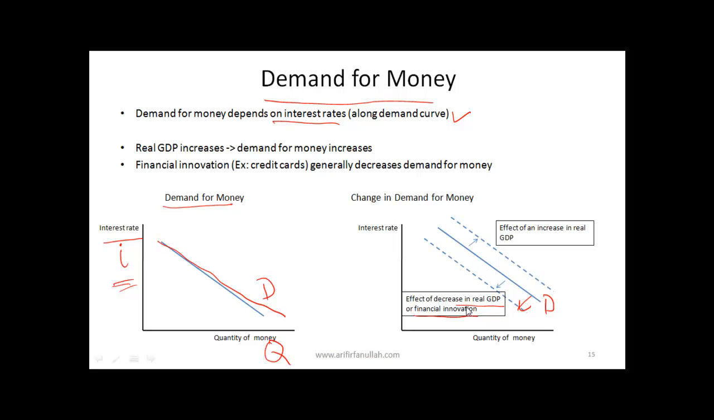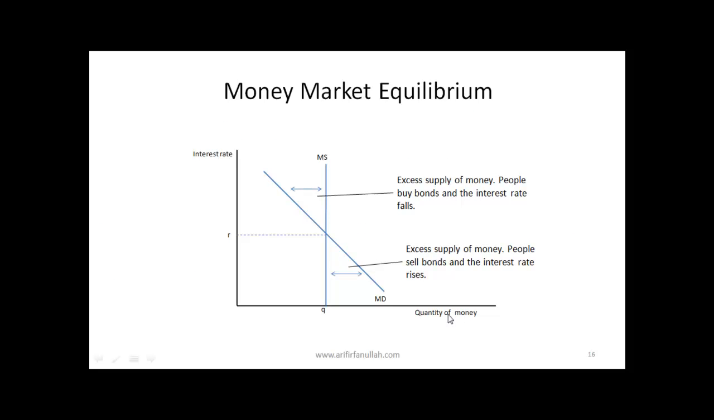A simple way to think about it is when you have facilities such as credit cards and so on, then potentially your demand for money goes down. But this is not a 100% relationship. This is just the way you can memorize the fact that financial innovation is more likely to cause a reduction in demand for money. Don't need to go too deep into this.